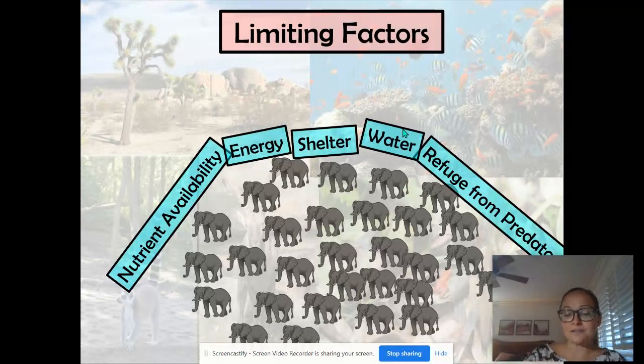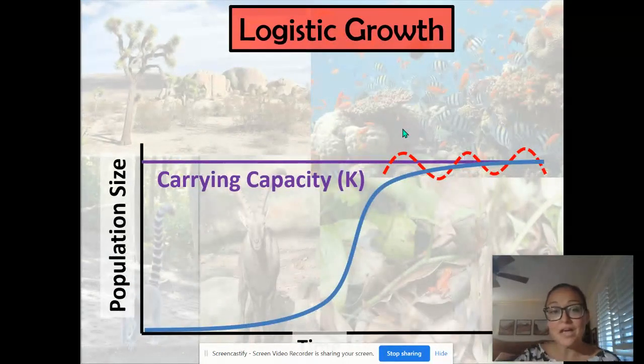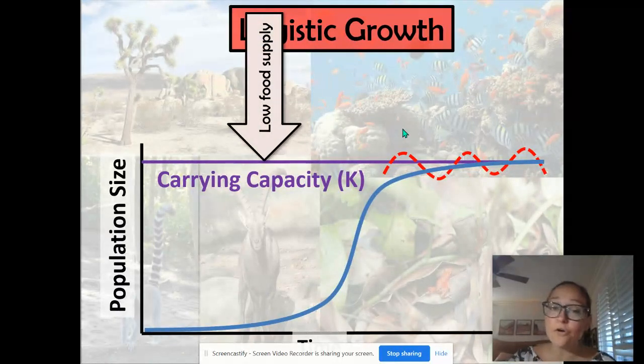So limiting factors are the things in an ecosystem that basically prevent a population from growing exponentially. This is what keeps a population at or near carrying capacity. So here in logistic growth, we saw in my previous video about carrying capacity, limiting factors would be things like low food supply.